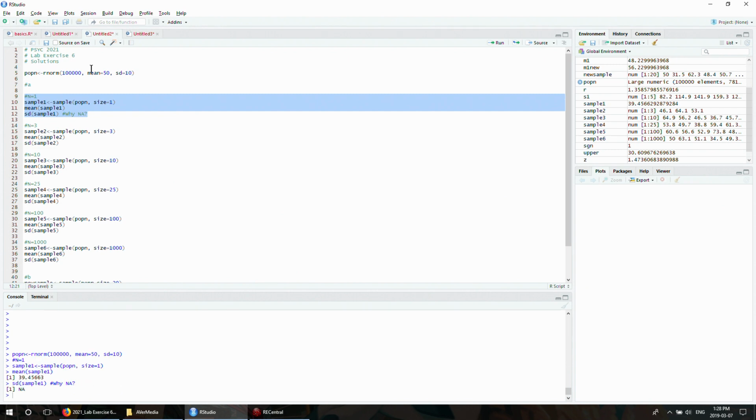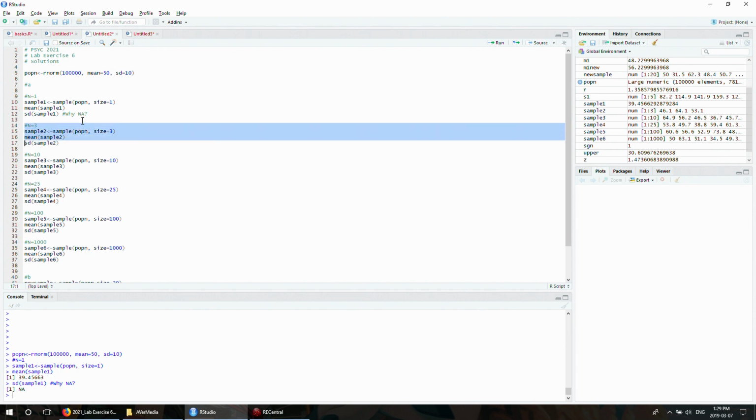And now we're just going to draw one person from them. Sample 1, which is a sample of pop_n. So this time we get mean of 39 and standard deviation of NA, or not available. It says that because there's just one number and there's no way to calculate a standard deviation with one number because there's nothing to compare that first number to. And so we get this mean of 39, which is really far off from the population mean of 50.